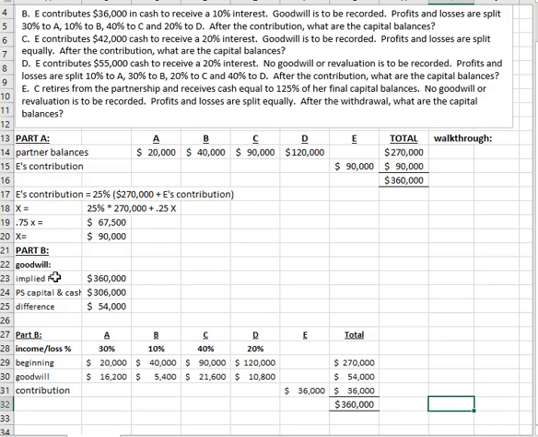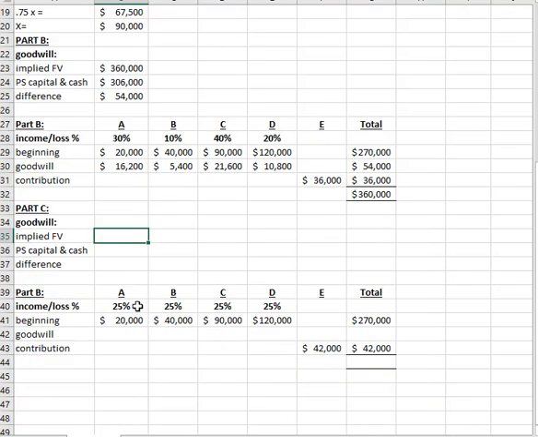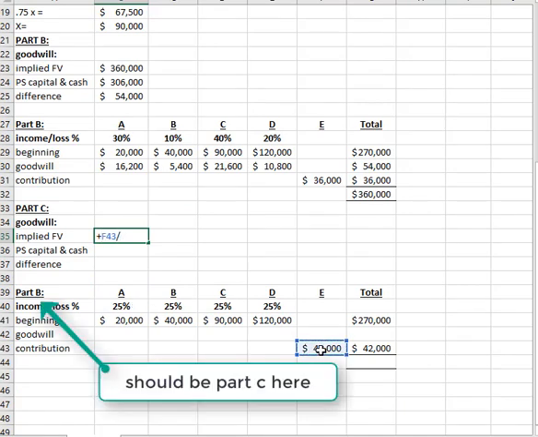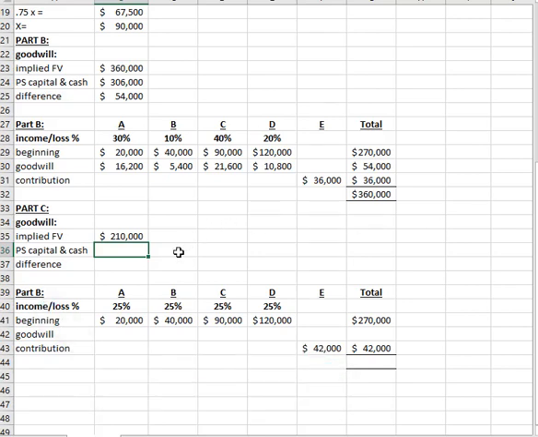So let's do part C. So let's figure out the implied goodwill. We have 42,000 contribution, and it's going to get 20%, so the implied value of the partnership is 210. The amount of the capital will be the 270 plus the 42 that's coming in. So actually the value when E is admitted is greater than when E is not part. So you basically have negative goodwill, meaning that the goodwill is going to the incoming partner. And so we have to calculate that algebraically.